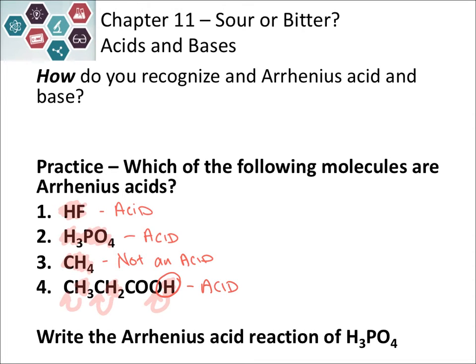Now if we want to write the Arrhenius acid reaction for H3PO4, we're always going to start with the acid. I'll do this up top here. That acid is aqueous. We're going to put it in water, which is a liquid. Just like before, we look for our acidic hydrogens. We have 3 hydrogens attached to PO4. So those 3 hydrogens are going to need to react with 3 waters, and that will make 3 H3O+ hydronium ions.